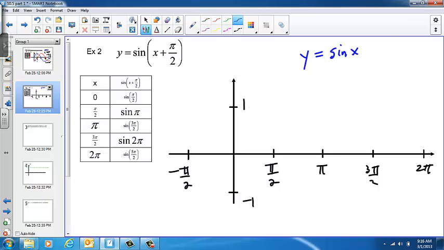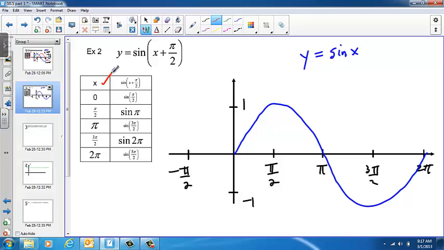So let's graph first the sine function, and let's graph it from 0 to 2 pi. So the sine function looks like this. One full cycle of the sine function. Let's do the same thing we did with the previous example. To graph the sine of x plus pi over 2, let's plug in these input values for x, and find the output value.